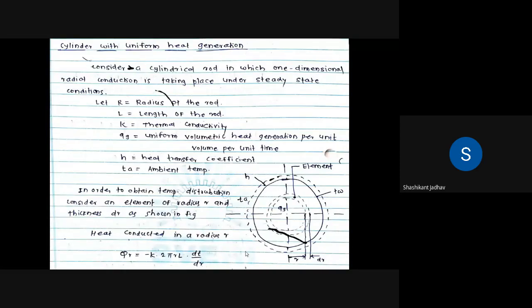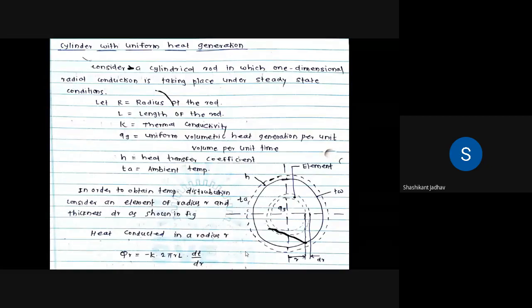Let R be the radius of the rod, capital L the length of the rod, k the thermal conductivity, Qg the uniform volumetric heat generation per unit volume per unit time, h the heat transfer coefficient, and Ta the ambient temperature. Okay, write down fast.